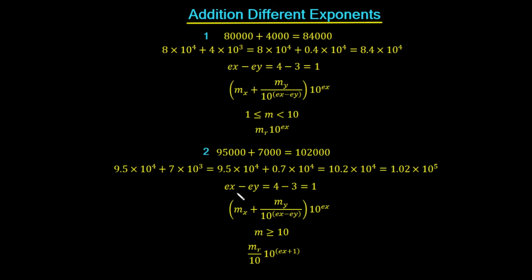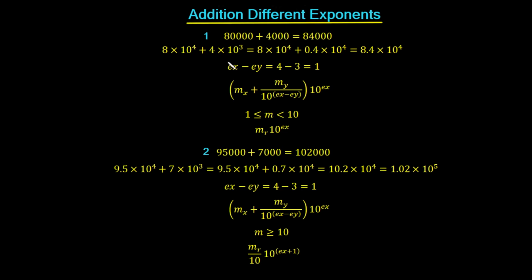Now in the first page here we're going to look at base 10 because that's what we're used to seeing most in our daily lives. So let's say for example we had 80,000 plus 4,000. We know that's going to give us 84,000. So that can be written as 8 times 10 to the 4, and this one here can be written as 4 times 10 to the 3.